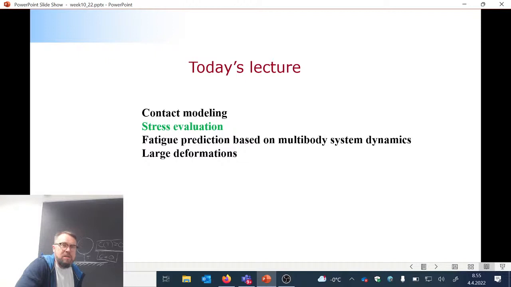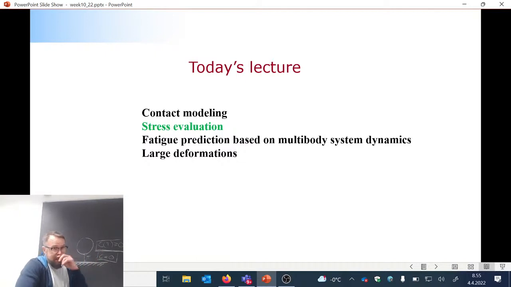Stress evaluation is one of the fundamentals needed when you're conducting structural strength analysis. So you need to know how much stress is imposed on your structure. Now, can we get this information using multibody system dynamics? And we can. There are actually two alternative ways how that can be obtained, and I'm going to introduce these two alternative ways next.